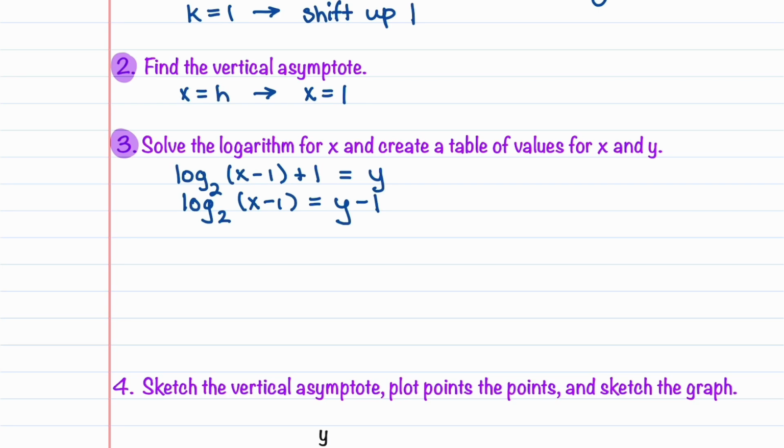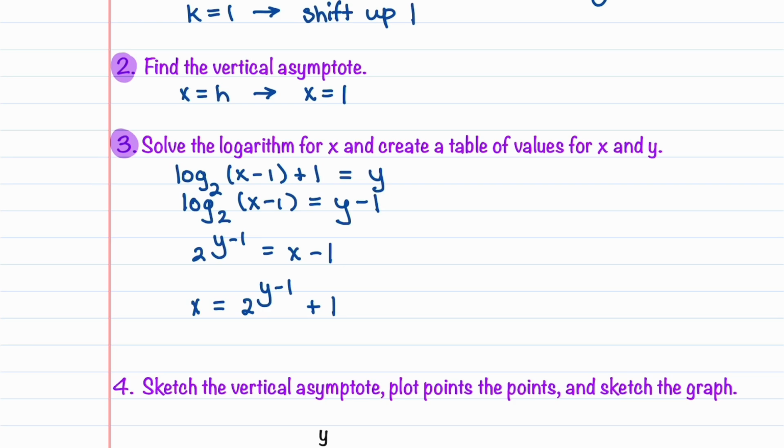We're going to write this as 2 to the y minus 1 is equal to x minus 1. And then the whole goal here is solving for x. So I'm going to write this as x is equal to 2 to the y minus 1 plus 1. Now we're ready to go ahead and create our table of values.